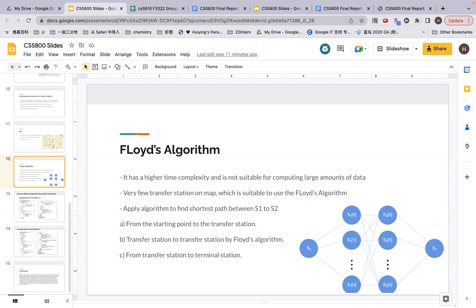and it's not suitable for computing a large amount of data. By observing the map of New York City, we found that compared to the non-transfer stations, there are many fewer transfer stations, which we think is a good case to use the Floyd algorithm. We make the graph like the picture, where S0 refers to the start point, S1 and S2 refer to the transfer stations, and S3 refers to the endpoint. We only ran the algorithm between S1 and S2. After we find the shortest path between S1 and S2, we connect the path with S0 and S3.